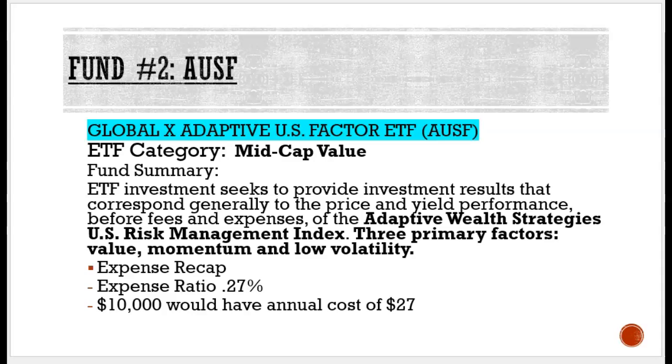Next up, we're looking at the US Factor ETF. This one goes by the ticker of AUSF, fund category mid-cap value. And this one is going off of the Adaptive Wealth Strategy US Risk with 3 primary factors: value, momentum, and low volatility. And check out that expense ratio. That's nice, 0.27. So for every $10,000, it'll be about $27 annually to hold on to this fund.